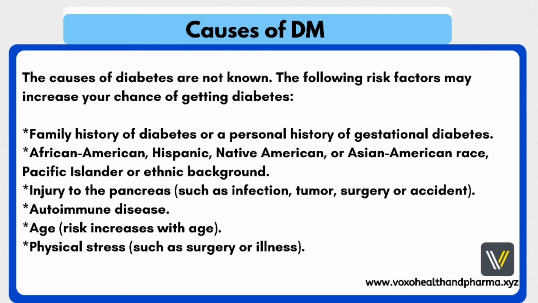Next, causes of diabetes mellitus. The causes of diabetes are not known. The following risk factors may increase your chance of getting diabetes. Family history of diabetes or a personal history of gestational diabetes. African American, Hispanic, Native American, Asian American, or Pacific Islander race or ethnic background. Injury to the pancreas, such as infection, tumor, surgery or accident. Autoimmune disease. Age: risk increases with age. Physical stress, such as surgery or illness.